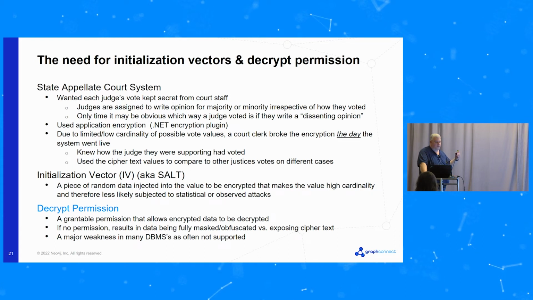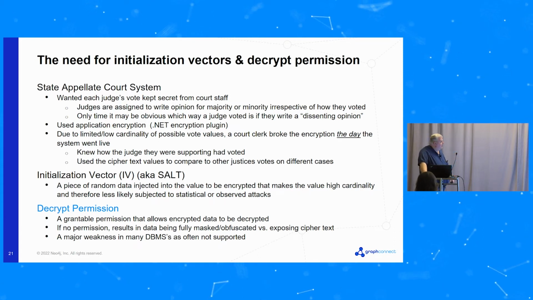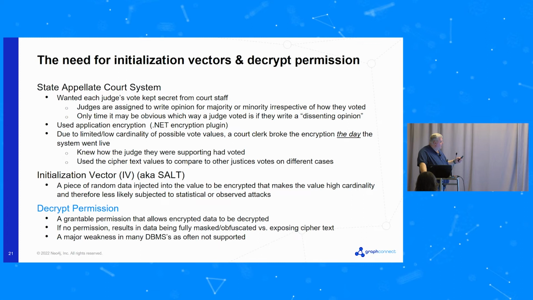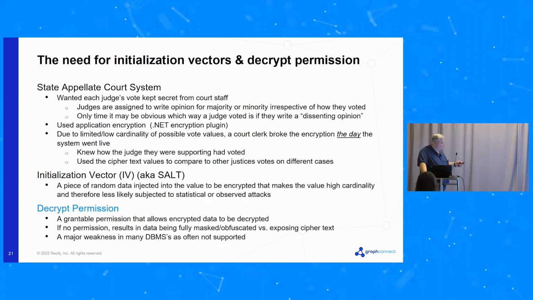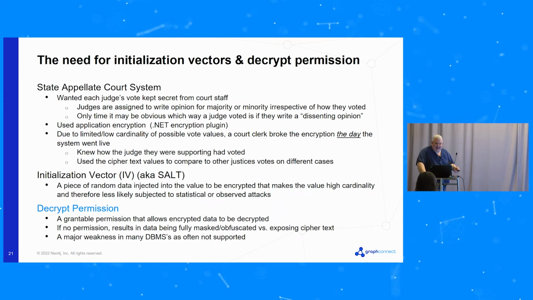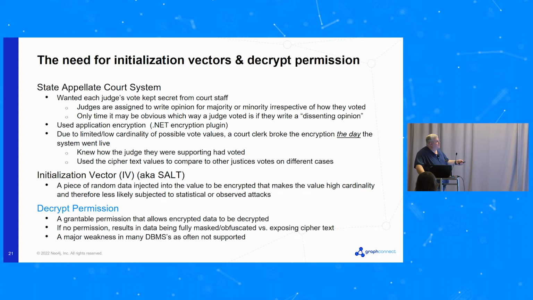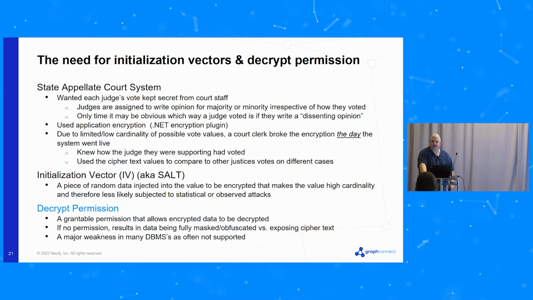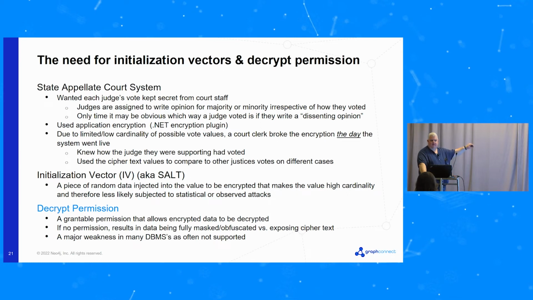There's a state appellate court system. I won't say what state, but they wanted each judge's vote kept secret. Now we all know why. But the other thing was judges were assigned to write the opinion for the majority or minority, irrespective of how they're voting. So I don't know if that's true about the Supreme Court or not, but in this court system it was, okay?